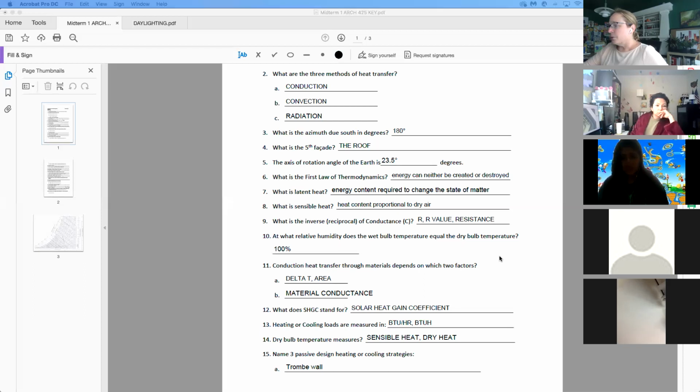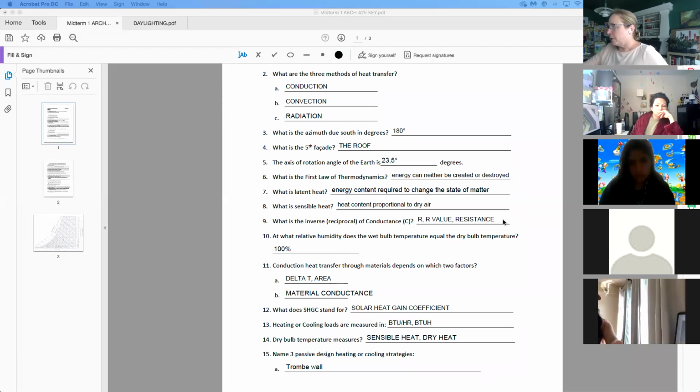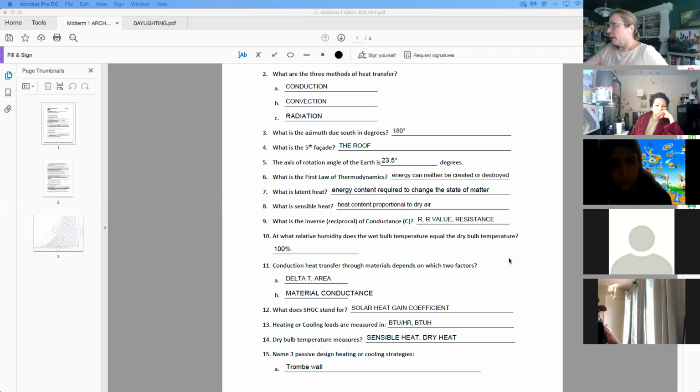The inverse or reciprocal of conductance is the R value, which can be stated as R value, or resistance. At what relative humidity does the wet bulb temperature equal the dry bulb temperature? And that is 100% relative humidity.